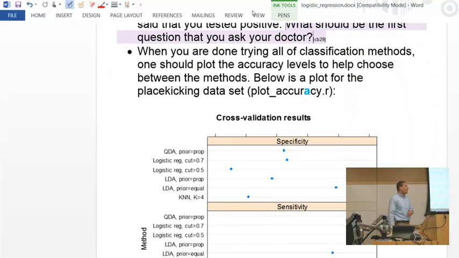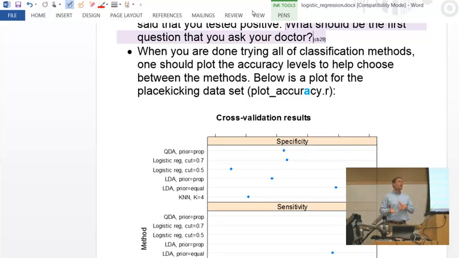Okay. So lastly, you can still calculate these measures, sensitivity, specificity, obviously, because we've always looked at these classification tables. You can still calculate those for discriminant analysis, for nearest neighbor classification. Do the same thing with PPV and NPV.